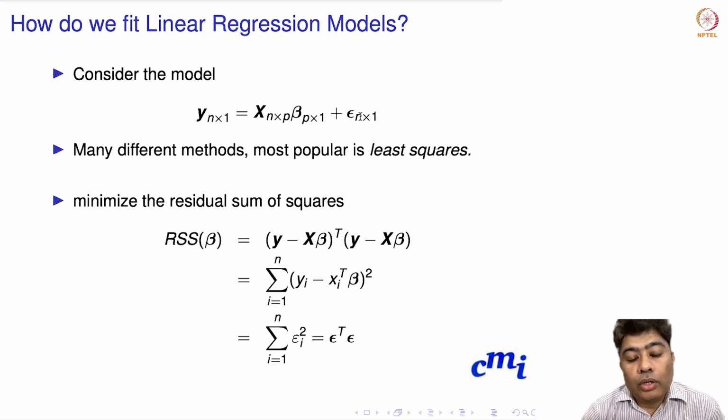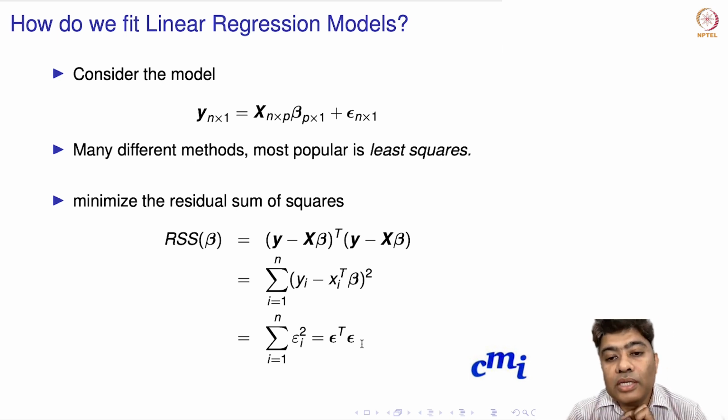Now we are going to understand the residual sum of squares of error. So y minus x beta, we can just take the x beta to the left side, that gives us y minus x beta, which is epsilon effectively. Transpose of y minus x beta, effectively what is it? This is the sum of y minus x i transpose beta, whole square. Now this is nothing but the sum of epsilon i square, or epsilon transpose epsilon. So this is called the residual sum of squares of error.